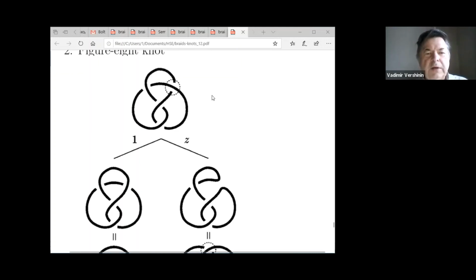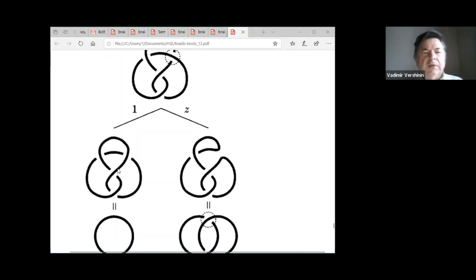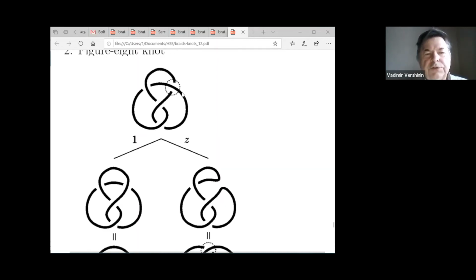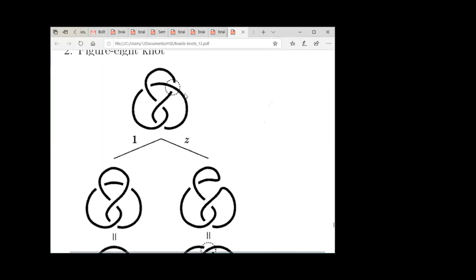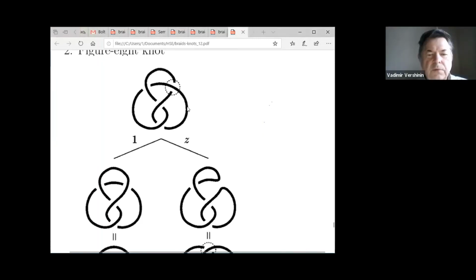You took this one. What do you have? For example, I didn't put the orientation, so I put it down now. Let it be. Okay, sorry. Let it be this direction, like this one.